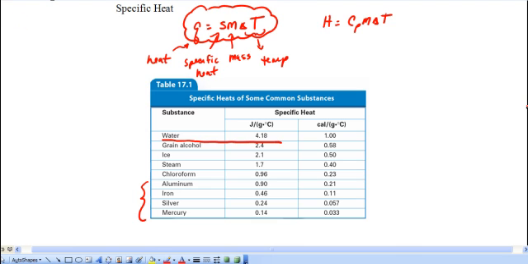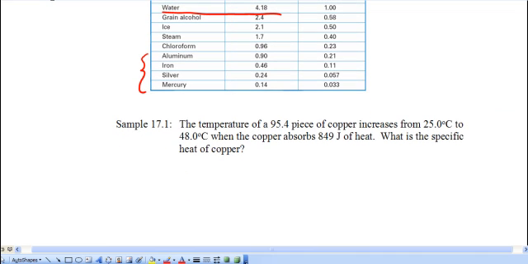All right. So let's go ahead and perform some of these calculations and see how these things work. So, sample 17.1. The temperature of a 95.4 gram piece of copper increases from 25 degrees Celsius to 48 degrees Celsius when the copper absorbs 849 joules of heat. What is the specific heat of the copper?